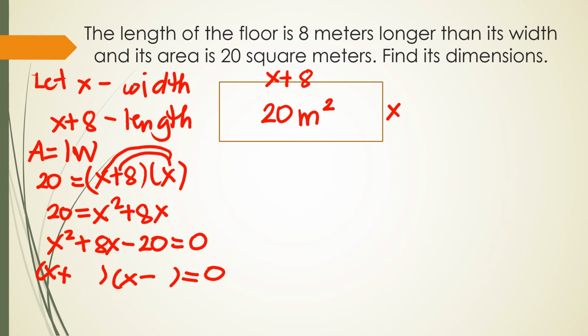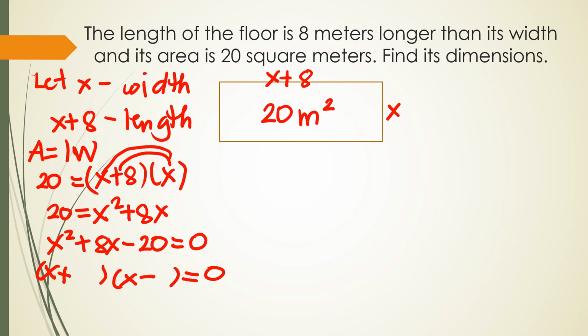Now, factor out natin si 20. So, ano isang factor ni 20 na kapag sinubtract natin ay 8. So, that is 10 and 2. So, 10 times 2, that is 20. 10 minus 2, that is 8. So, susundin natin, dahil 10 is higher than 2, kung ano man ang katabi na sign ng ating linear term, yun na magiging sign ni 10.